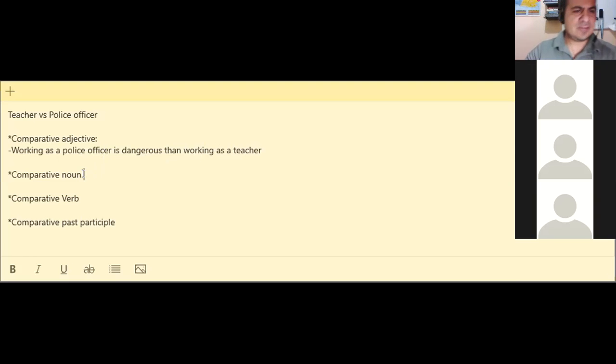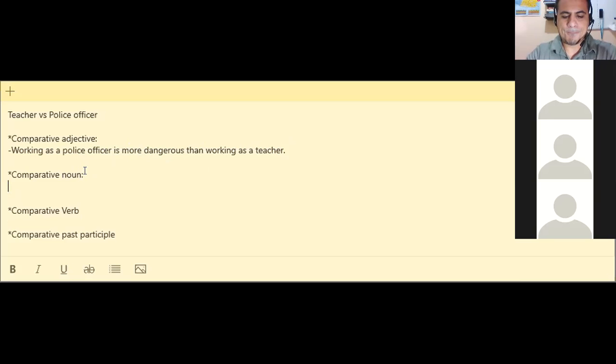Okay, very good. ¿Qué falta allí? Sorry, it's more dangerous. Sorry. Yes, very good. Who wants to go next? So aquí lo que van a usar es pueden usar la misma estructura que en el primer ejemplo o una estructura similar y lo único que van a cambiar es la palabra dangerous. You're going to change it. Change it to what? Change it to a noun.